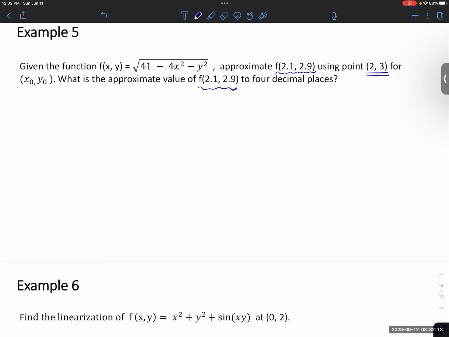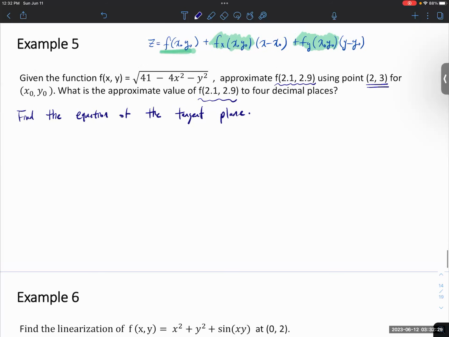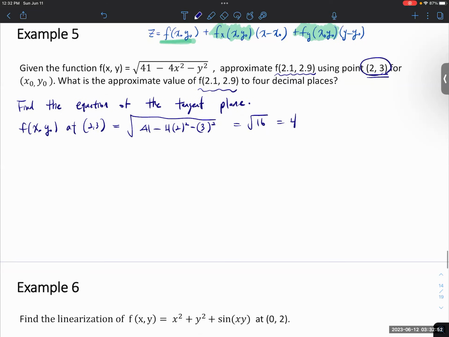First, find the equation of the tangent plane. We know the formula. So we can do f(x0, y0), and we're going to use a simple point, 2, 3, first. Let's see what you get: the square root of 41 minus 4 times 2 squared minus 3 squared. If you calculate it, it's going to be 4, since the square root of 16 is 4.